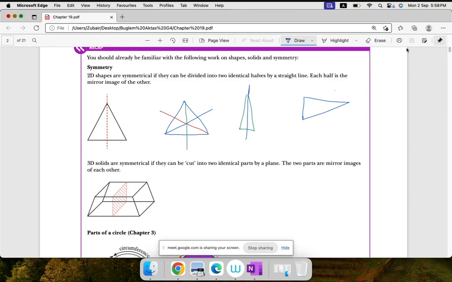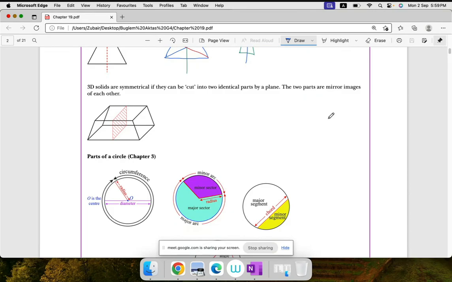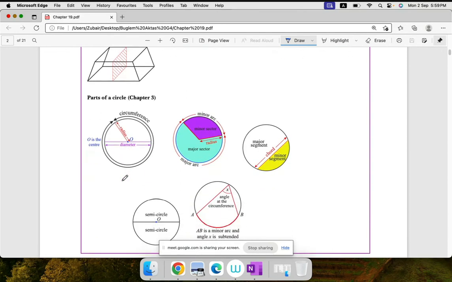The line is just like a mirror line: to both its sides, the object and image are exactly the same. In the same way, for 3D objects, we do not say line, we say plane of symmetry. That is plane of symmetry. And the next part of this chapter will be parts of circles. It is a mixture with circle properties. So we have radius, diameter, center, and circumference.